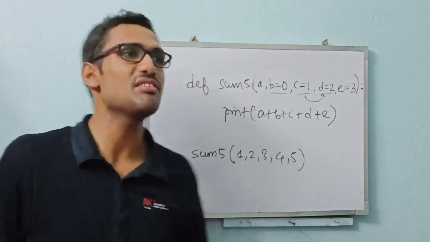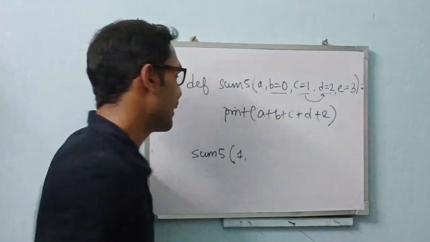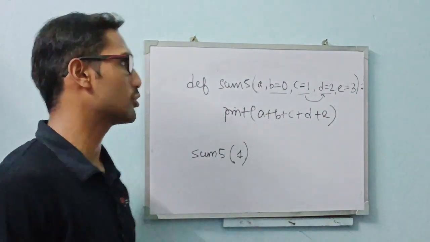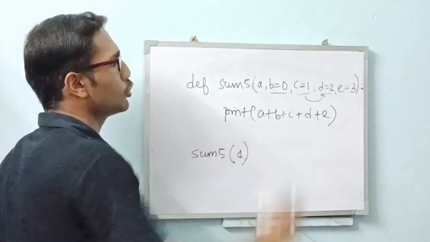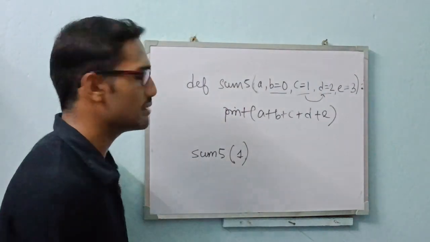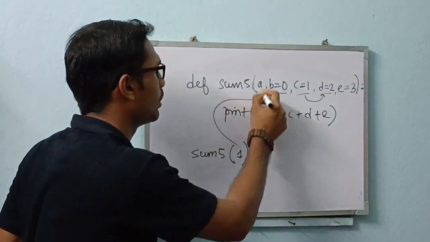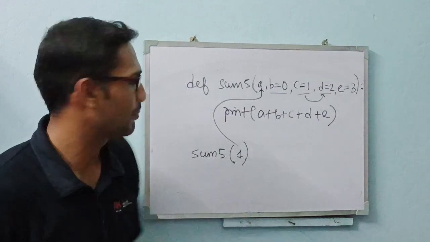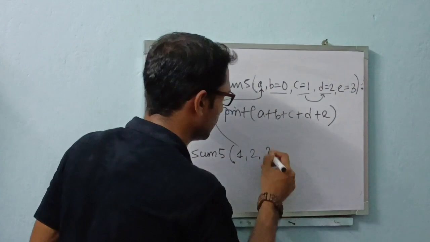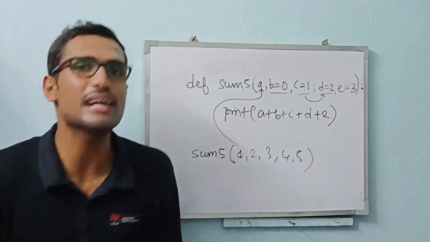So what is the advantage of having this default parameter? That I can simply skip those values while calling the function. So I don't need to give any value to those parameters if they have a default value. So simply I can pass one, so this one will go to this particular parameter a. Now suppose I give 1, 2, 3, 4, 5, then what will happen to this default value? It will simply get overwritten.